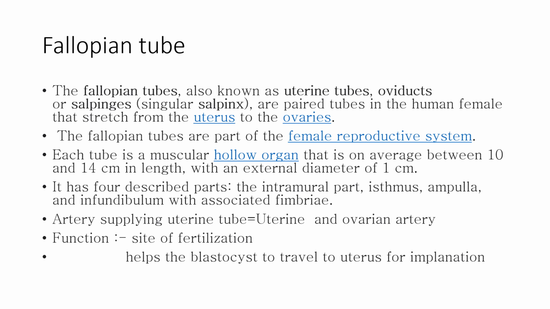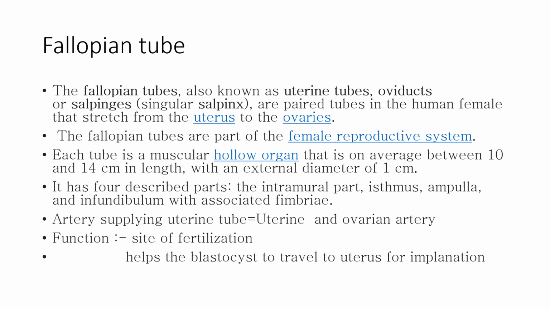Now let's talk about the fallopian tube. Fallopian tube, also known as uterine tube, oviducts, or salpinx, are paired tubes in the female from uterus to ovaries. The fallopian tubes are a part of the female reproductive system. Each tube is a muscular hollow organ that is on average between 10 and 14 centimeter in length with an external diameter of 1 centimeter. It has four distinct parts: the intramural part, isthmus, ampulla, and the infundibulum with associated fimbriae.